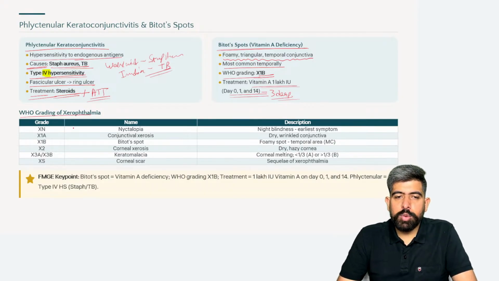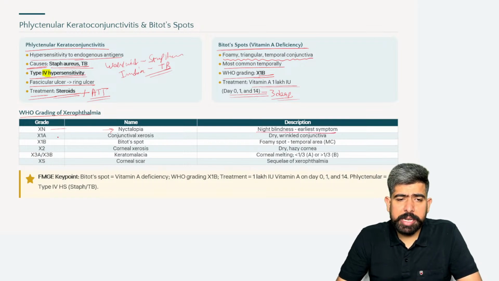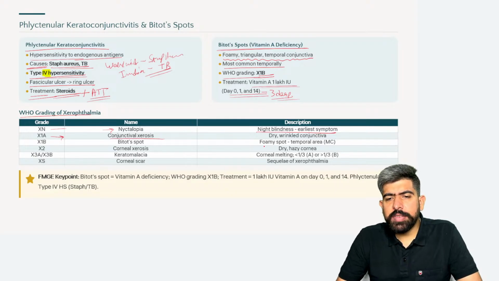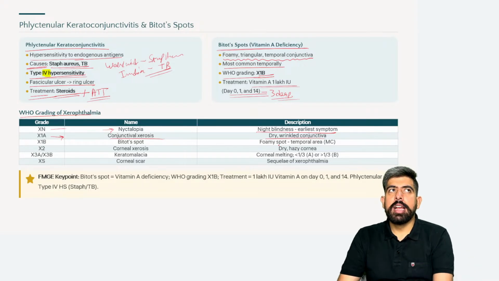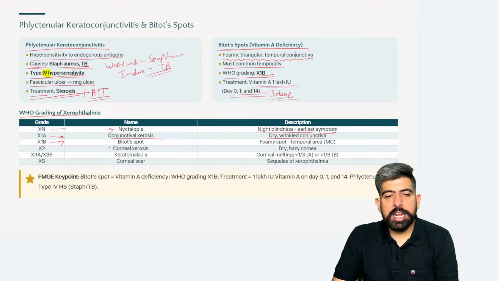And what does the WHO grading of xerophthalmia say? It says XN, which means nyctalopia. It means night blindness is the earliest symptom of vitamin A deficiency. The patient has the next stage, which is X1A. It means involvement of the conjunctiva. It will start with conjunctival xerosis. So dryness and wrinkling of the conjunctiva the patient will be facing. The X1B is now the Bitot spot.